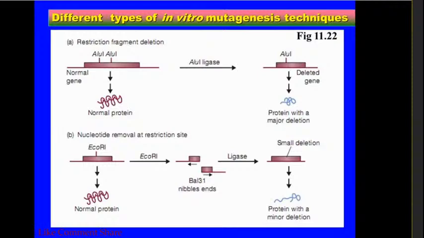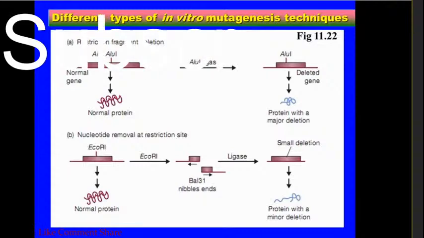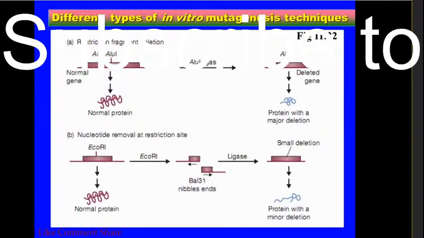So that may be the change or deletion or suppression. Okay. In in vitro mutagenesis, there are two different types. One is restriction fragment based detection. Another type of mutation method is nucleotide removal. Okay.